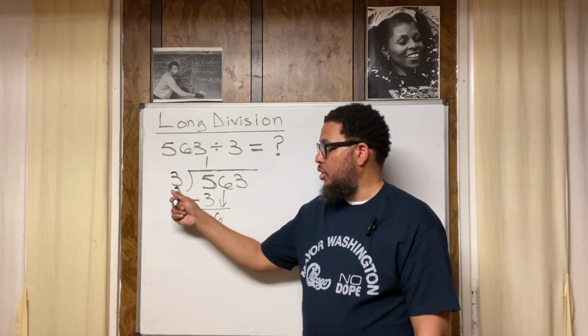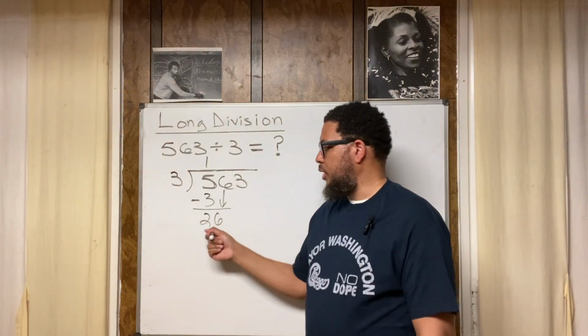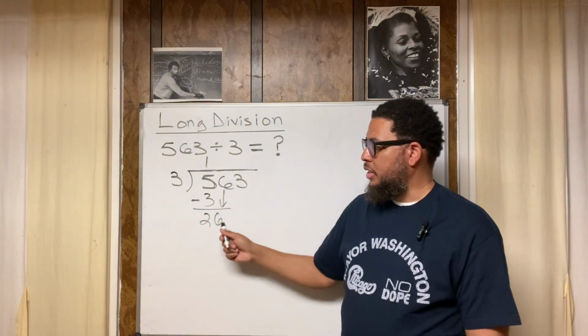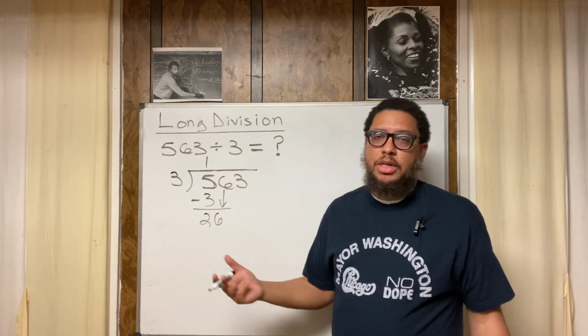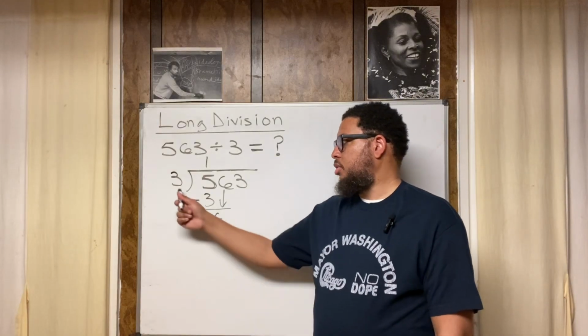So now we're going to say how many groups of 3 can fit into 26? That's a form of division. Basically, what I'm saying is, what is 26 divided by 3? By me saying that, how many groups of 3 can fit into 26, I'm saying 26 divided by 3. Those are synonymous questions.